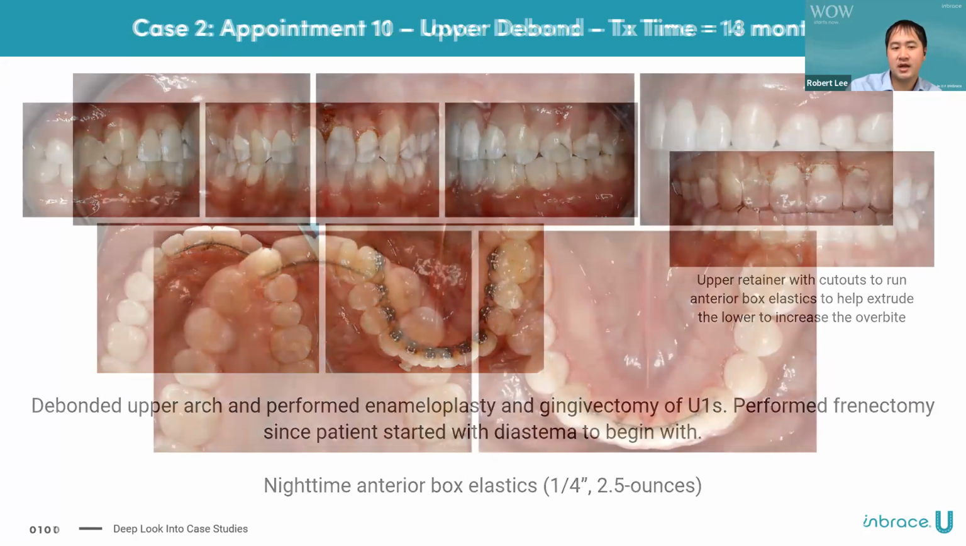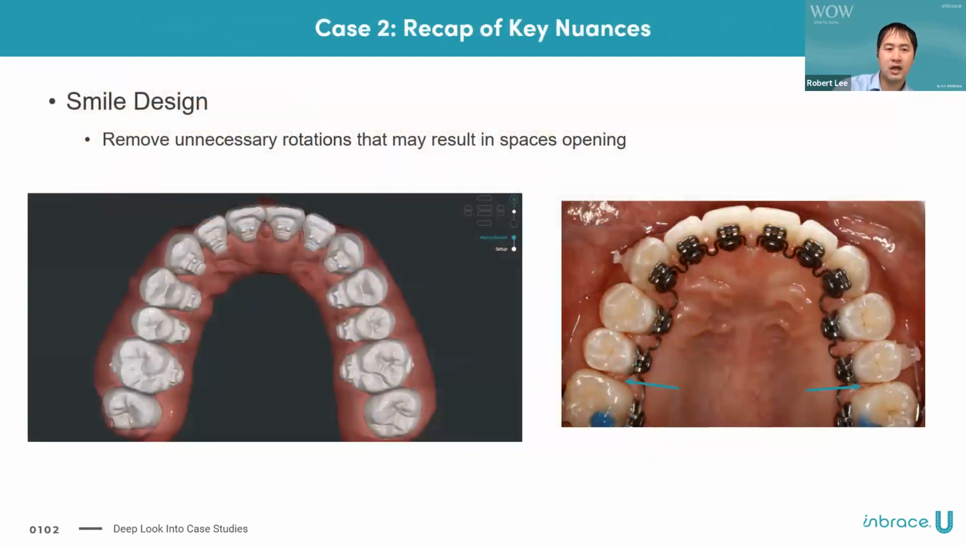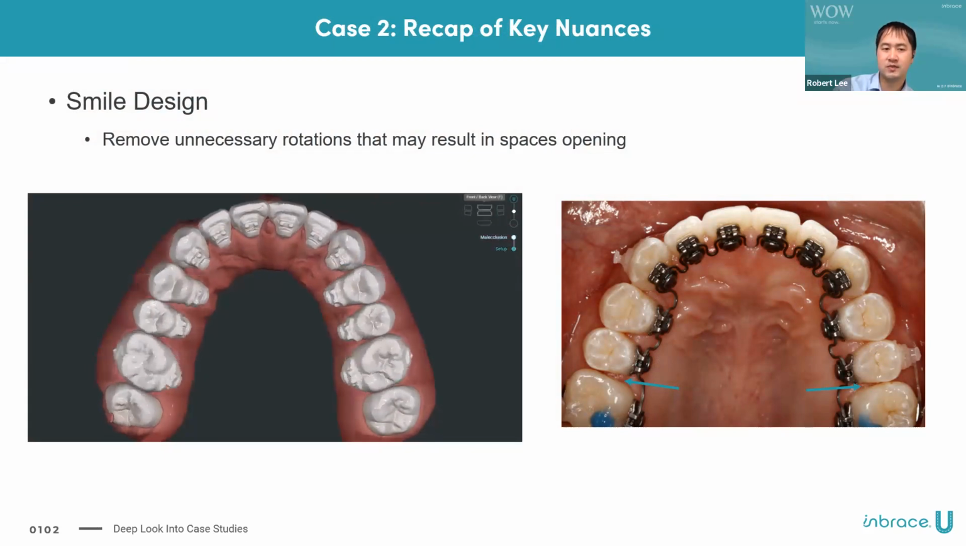And then I'm just running some vertical elastics at night with 1/4 inch, 2.5 ounce elastics. And so when the patient comes back in the next visit, we took off the lower, and we were able to get the overbite. The overbite resolves itself. The bite settles usually within that first month or 2. So again, general nuances of this. When you're in your DE smile design in particular, that rotation of the upper 6s, if you don't need to do that, I would say just don't add it in to begin with. So remove any unnecessary rotations that can cause some space opening.